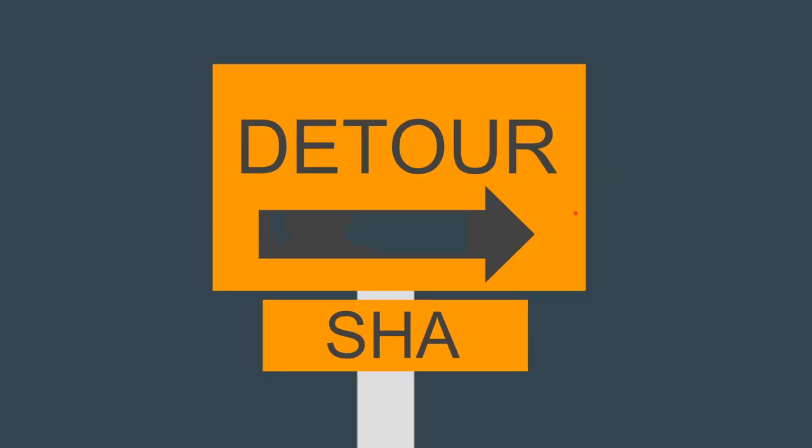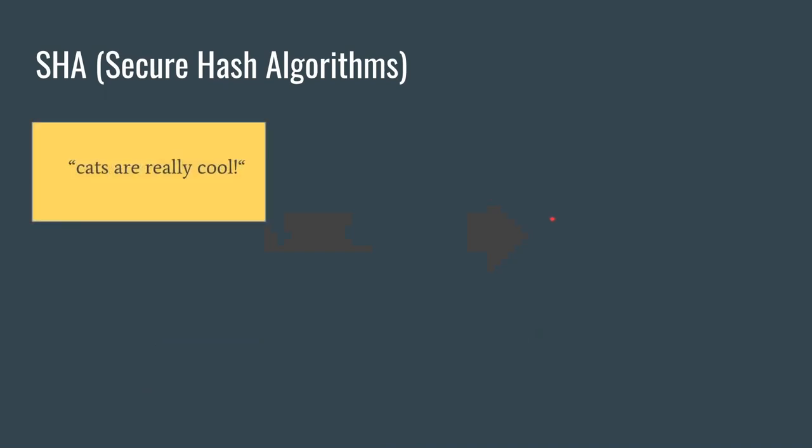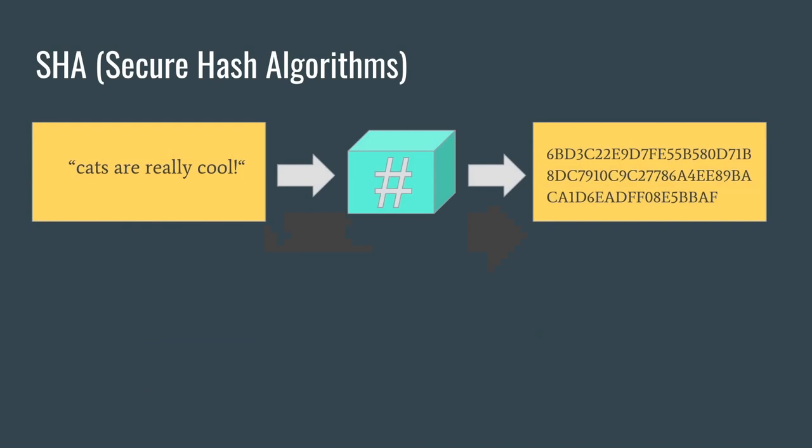So let's detour from our detour to talk about SHA algorithms. SHA stands for Secure Hash Algorithms. What a hash algorithm does is it takes an input message, so, cats are really cool. We feed it into the hash algorithm, and out comes a string of letters and numbers that look something like this. It doesn't take a secret key, unlike AES. It just takes an input message.